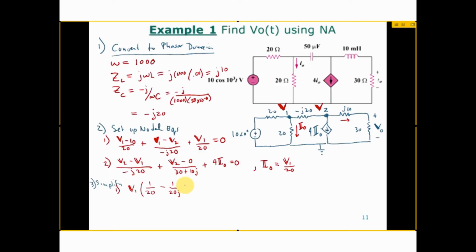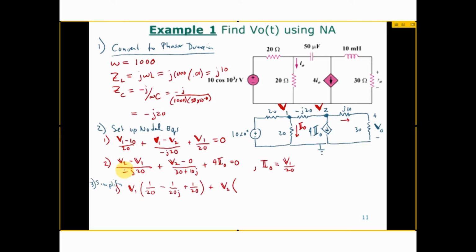There's another 1/20, right? So you can't let Freemat do this yet. You have to put it in the form for Freemat, and you have to take us to this point. Okay, so 1/20 minus 1/20j plus 1/20 is all multiplied by V1. And now we're going to list all the things that we're going to multiply V2 by. What are we multiplying V2 by?